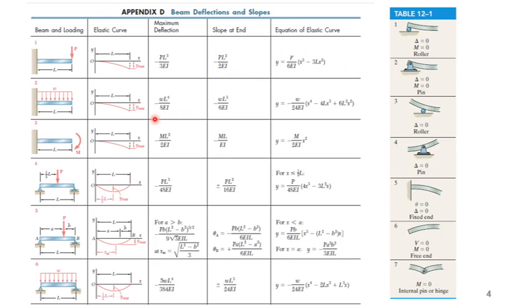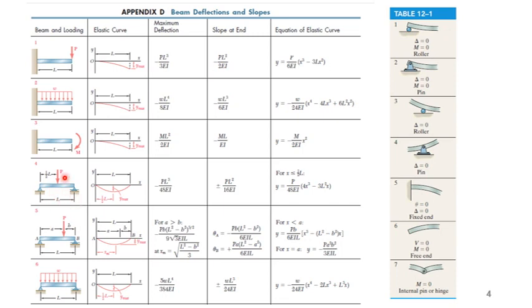If you look at the cantilever with distributed load, this gives me the maximum deflection, this is the slope at the end, and this is the equation of the elastic curve. If you want the slope, differentiate it with respect to x, and by differentiating it with respect to x, I will get the equation for the slope. Similarly, the cantilever beam with the moment at the end. If the moment direction is changed, this sign will change. Similarly, if the load sign is changed, the maximum deflection and slope signs will also change.